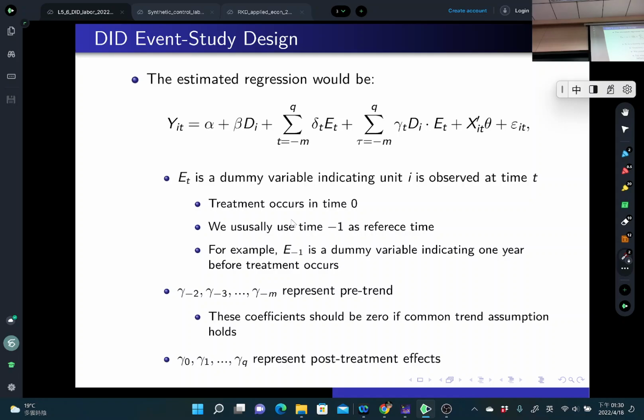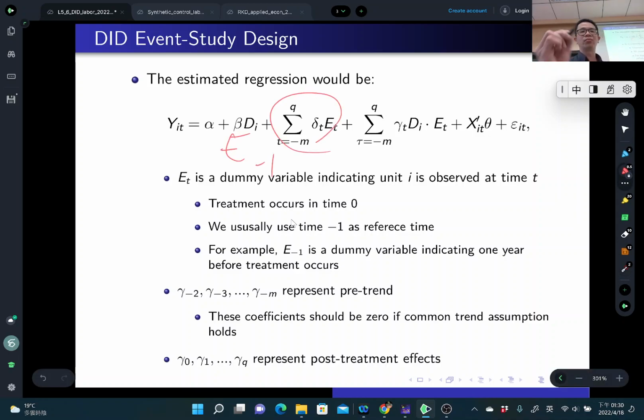So the t equal to minus 1 dummy, we will not include in our regression. It's the reference year, reference timing, okay? Because if you include that, you will have a collinearity problem. One must be dropped out, okay? So usually we'll use this as a reference time.